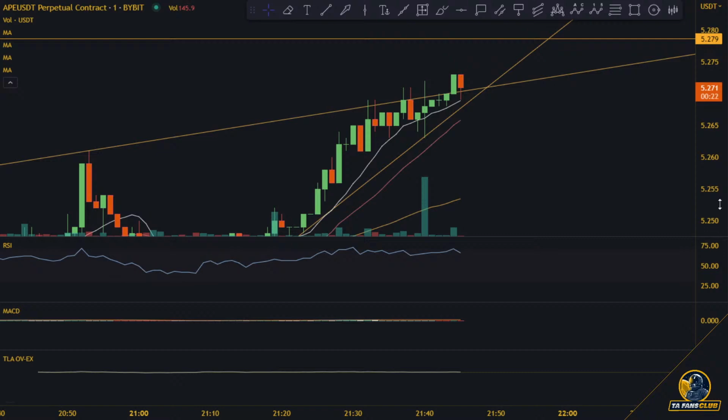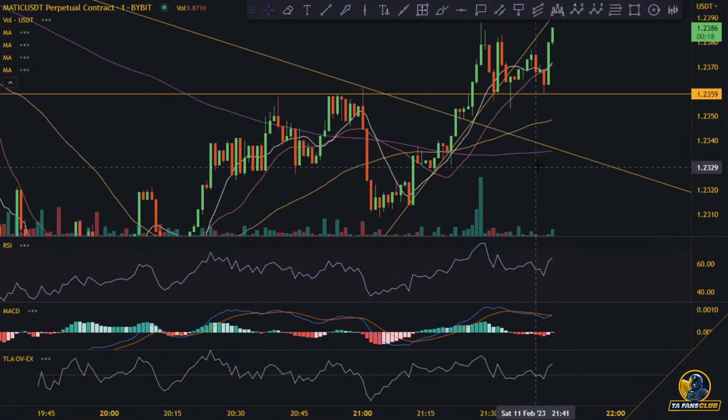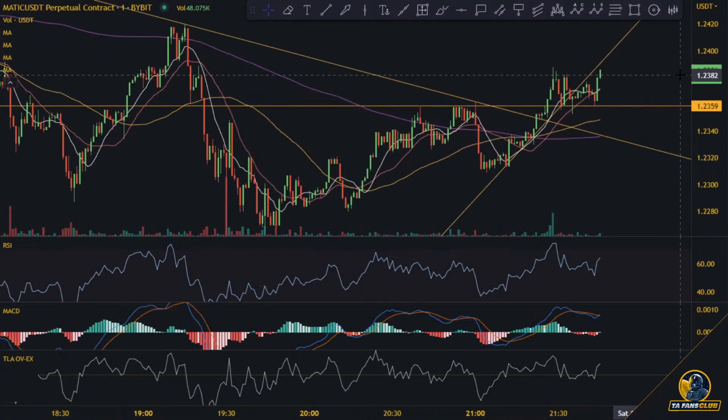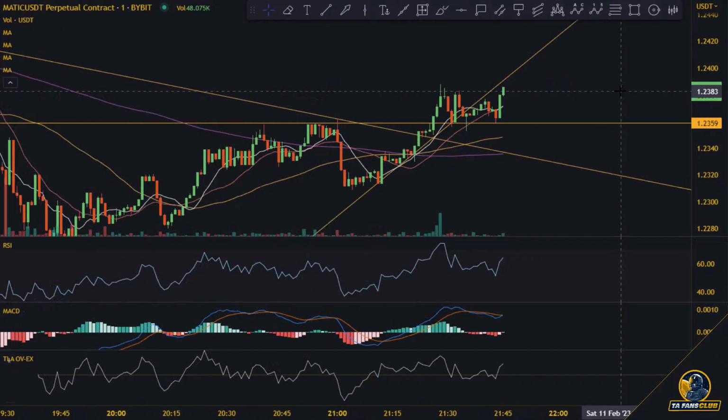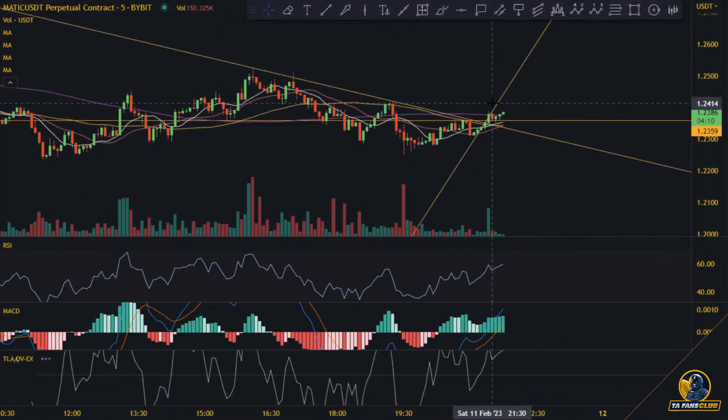Any open position? No open positions. I'm very undecisive right now about what to do. Very undecisive. This hit the resistance. Okay, this 5 minute time frame.